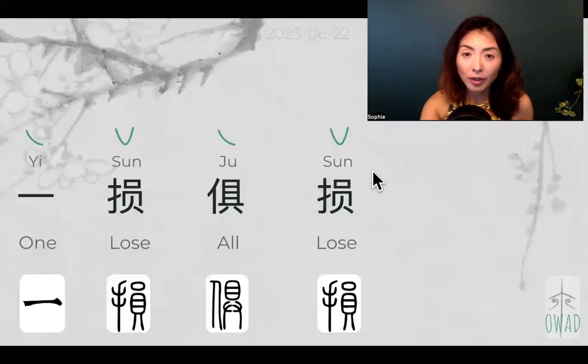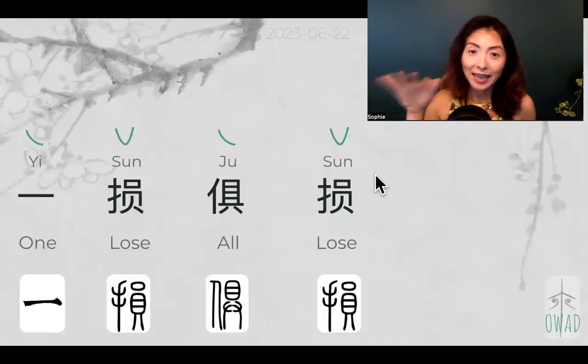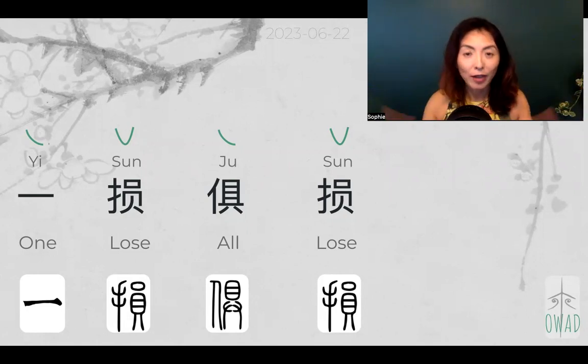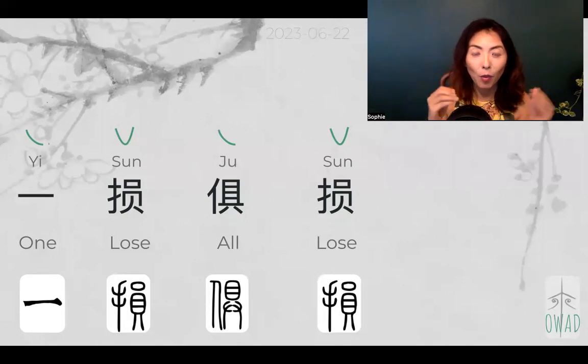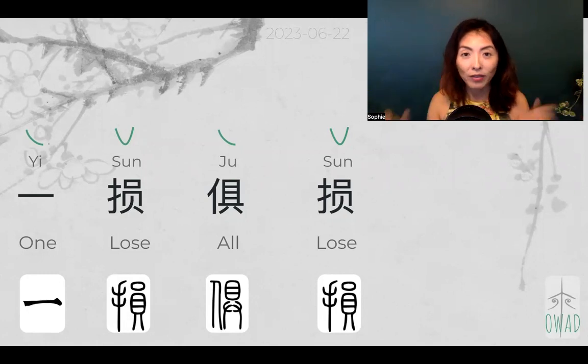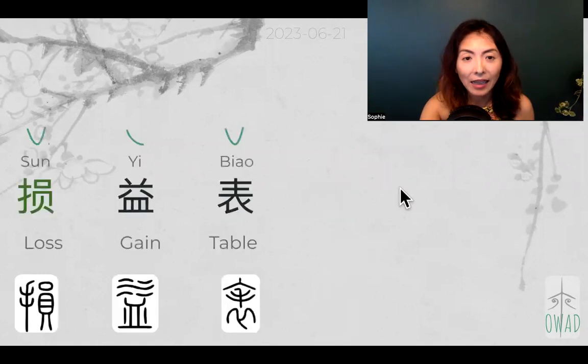Yesterday, we talked about 一损俱损, which is the second stance of the phrase 一荣俱荣, where you thrive together and you lose together as well. That's how one and 俱, one of them and all of them, are interconnected. So today we continue with 损 in 损益表.